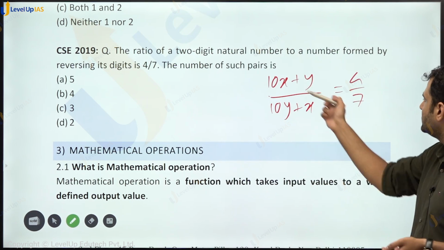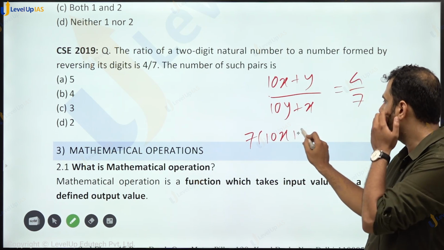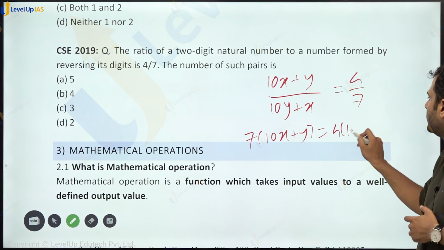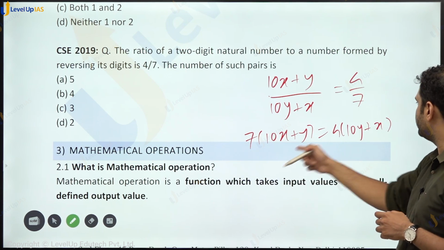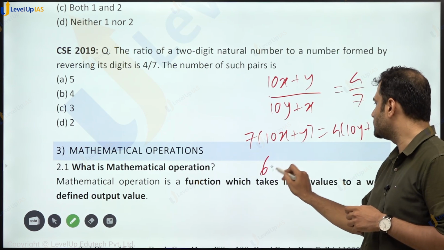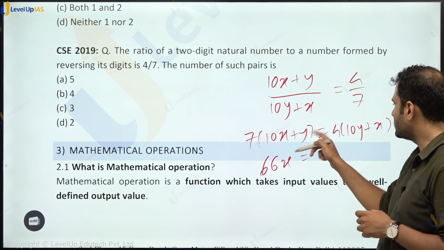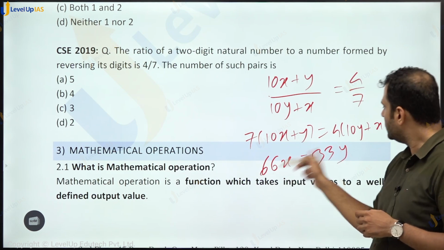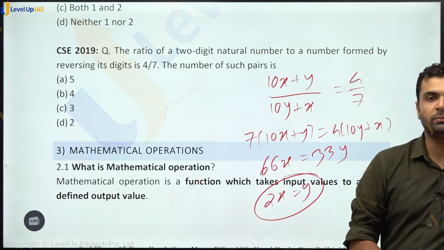Now let us simplify. Let us cross multiply. 7 into (10x plus y) is equal to 4 into (10y plus x). If you simplify, 7 into 10, 70, minus 4, which is 66x, is equal to 40y minus 7y, which is 33y. Divide by 33, you will get 2x is equal to y. This is what we get from the question.